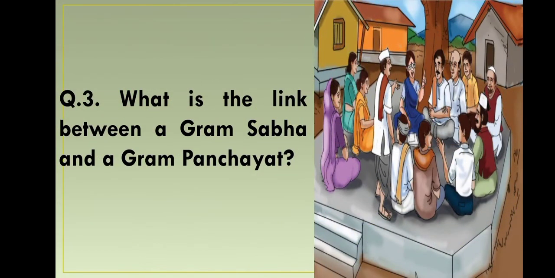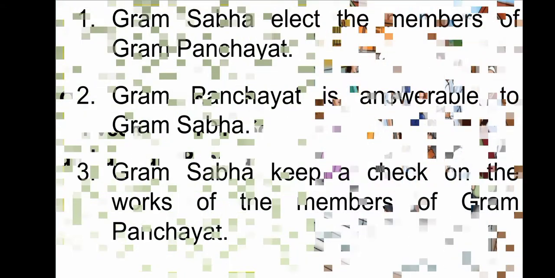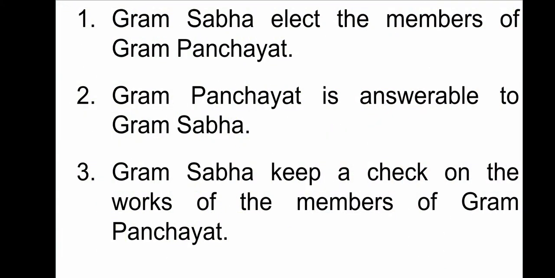Here it is. Question number 3 is, what is the link between Gram Sabha and a Gram Panchayat? So these three links are there. Point number 1, Gram Sabha elects the members of Gram Panchayat. Point number 2, Gram Panchayat is answerable to Gram Sabha. And point number 3 is, Gram Sabha keeps a check on the works of Gram Panchayat, right? So these 3 points you can mention here.